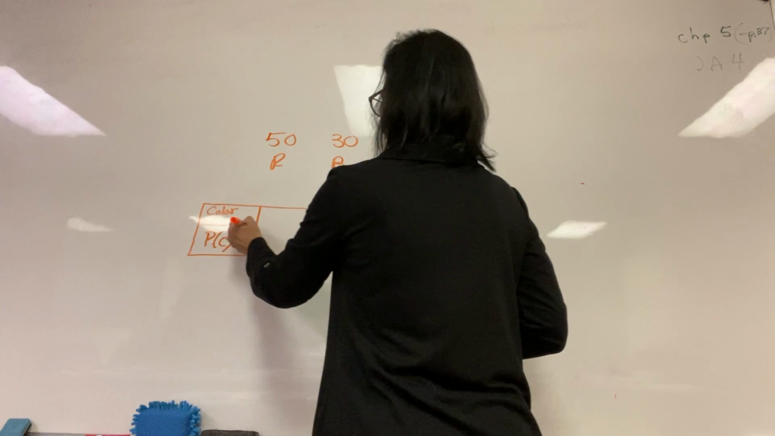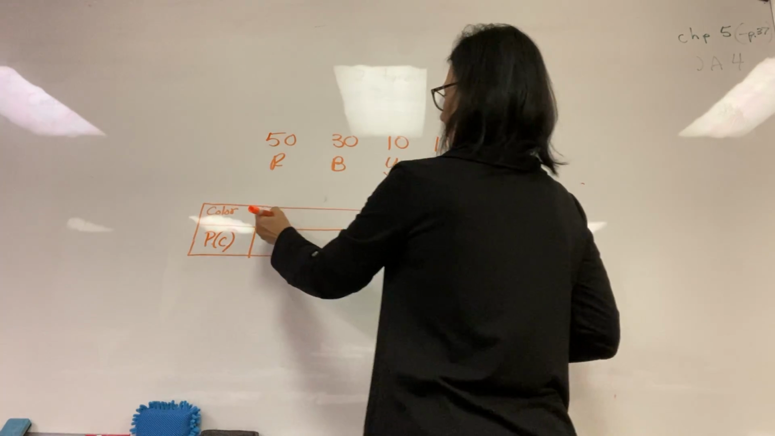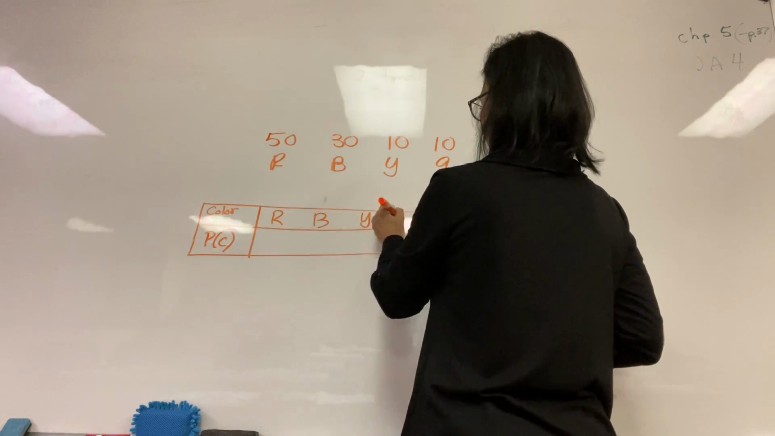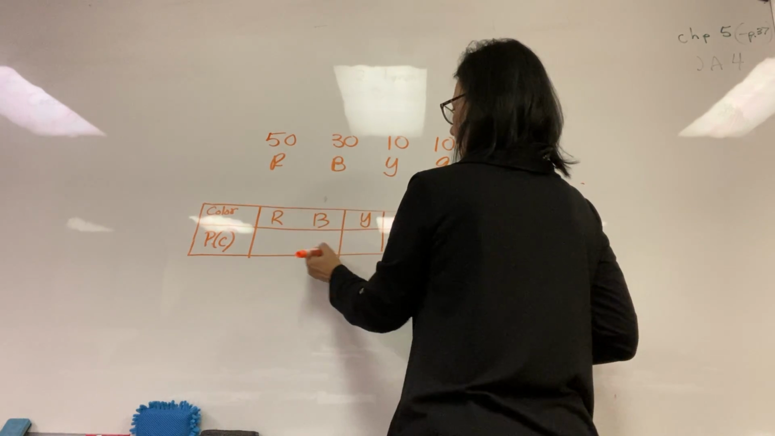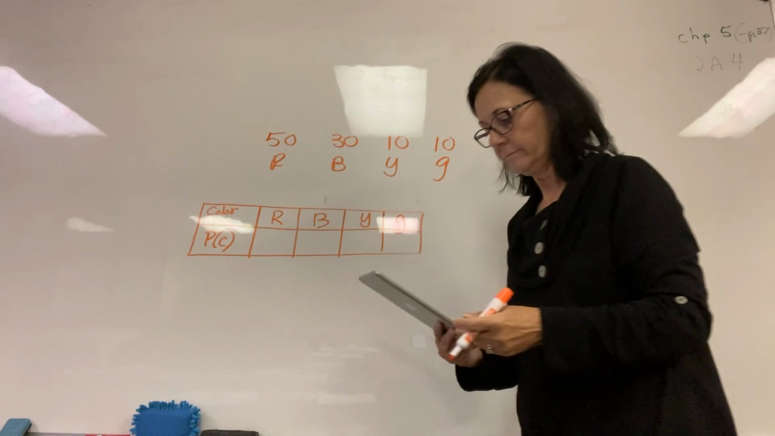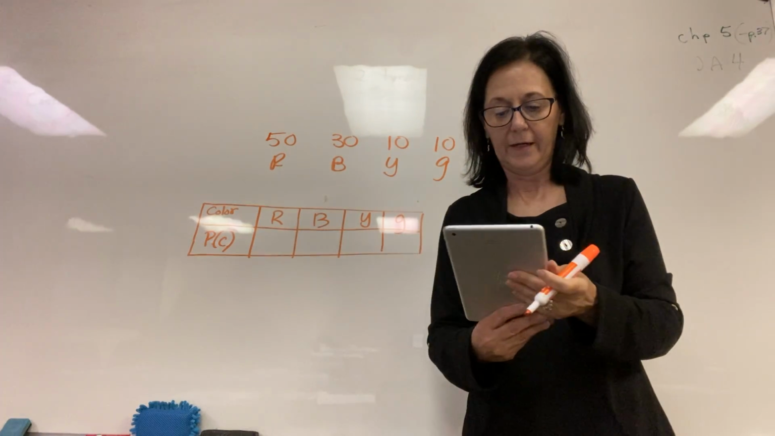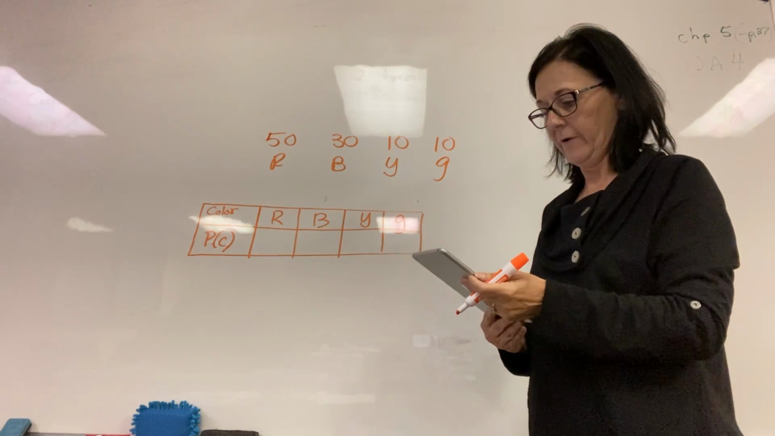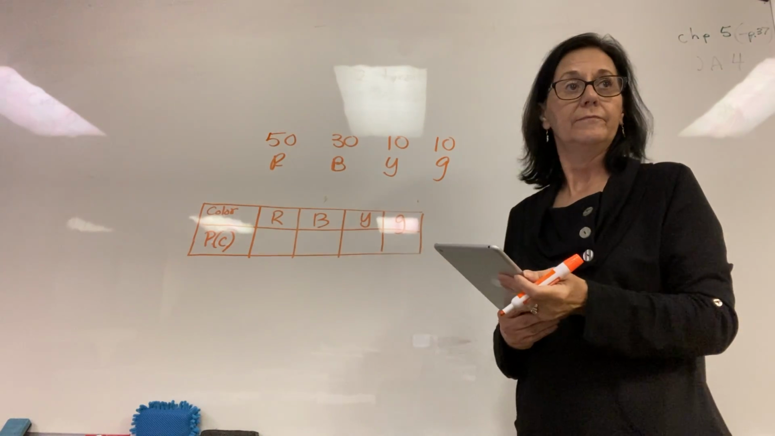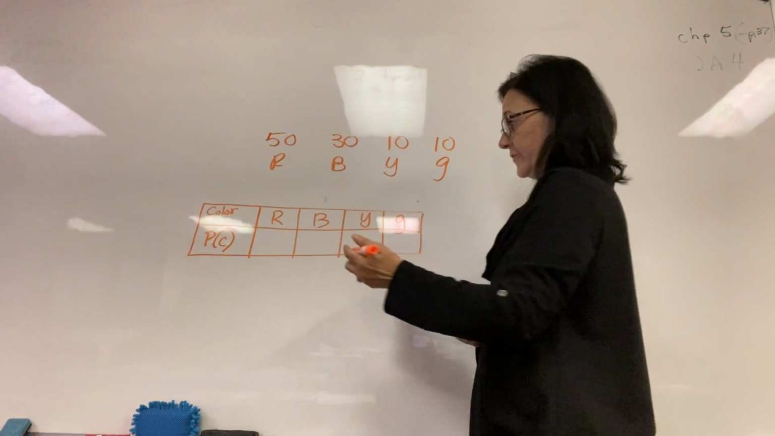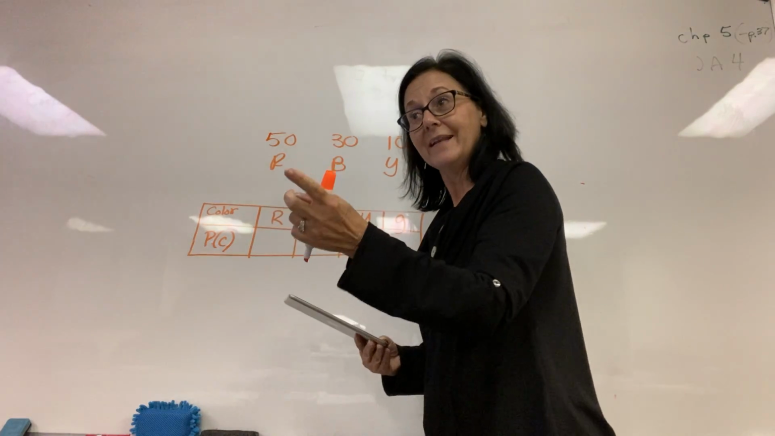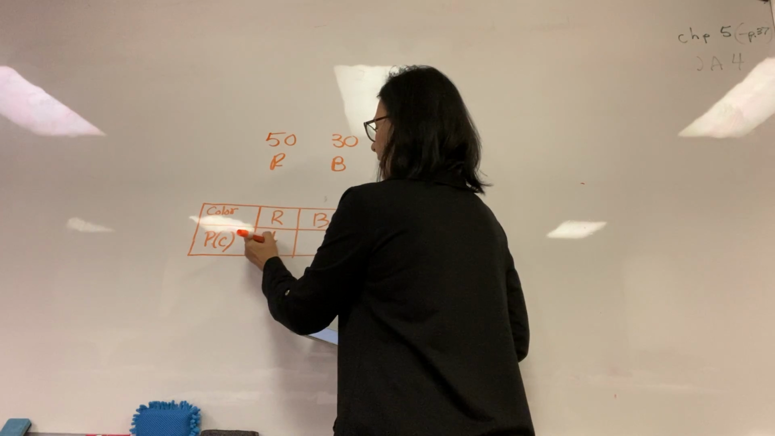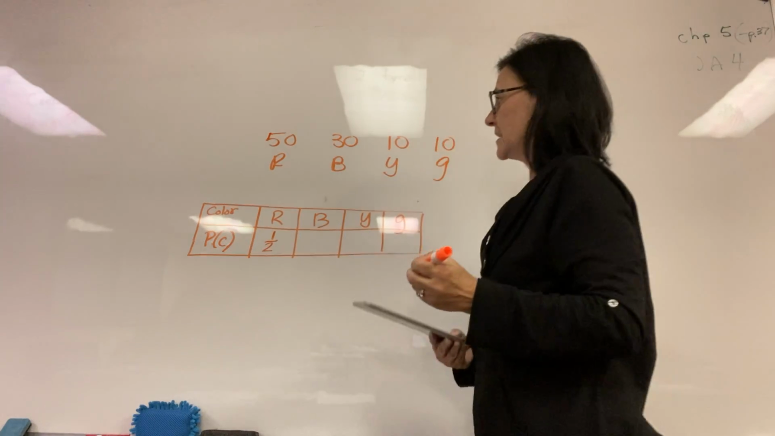All right, so we have red, we have blue, we have yellow, we have green. This table is going to be important because then we're going to look at this in a little bit. All right. Now, what's the probability that we get a red? 50%. So it can be written in percents or fractions, right? I'm going to write 1/2 because it's 50 out of 100.